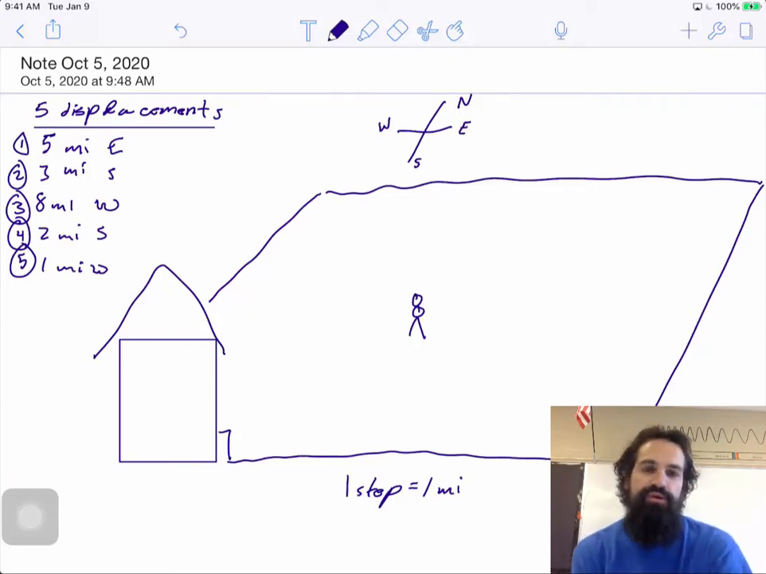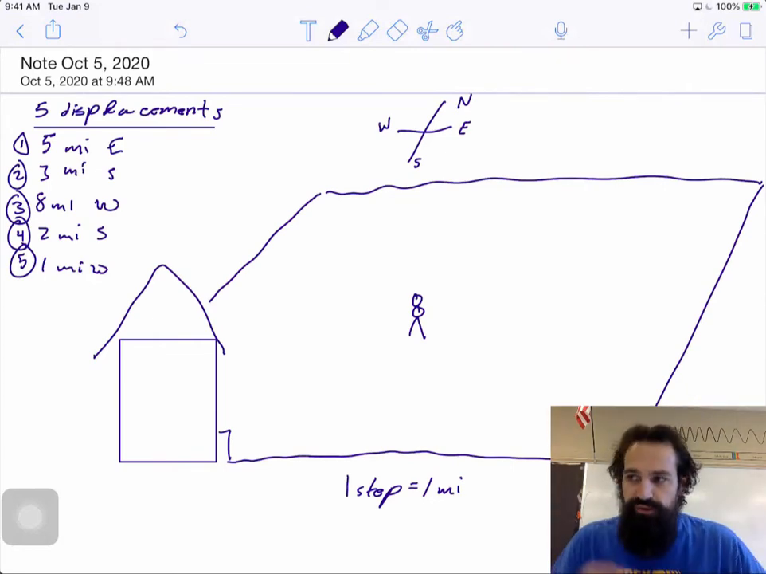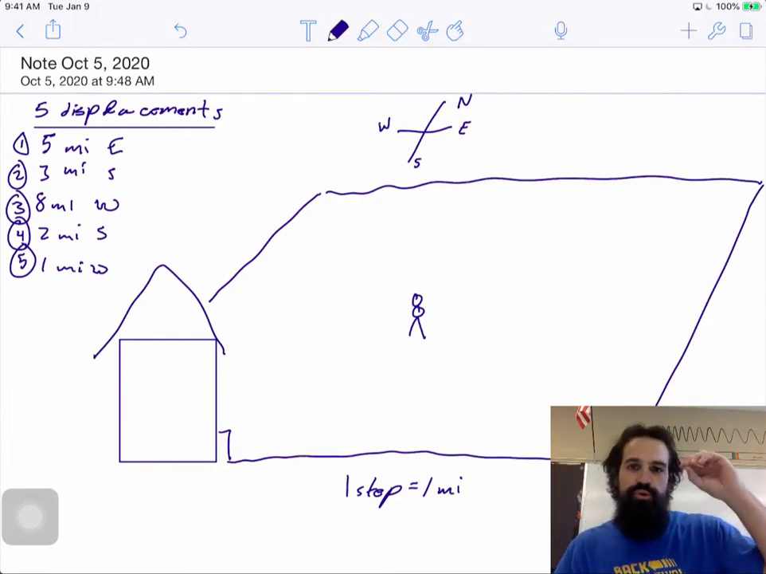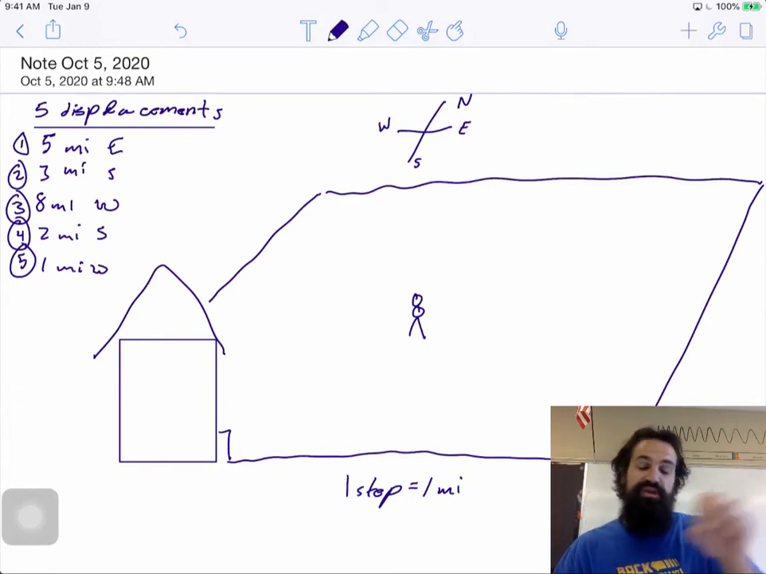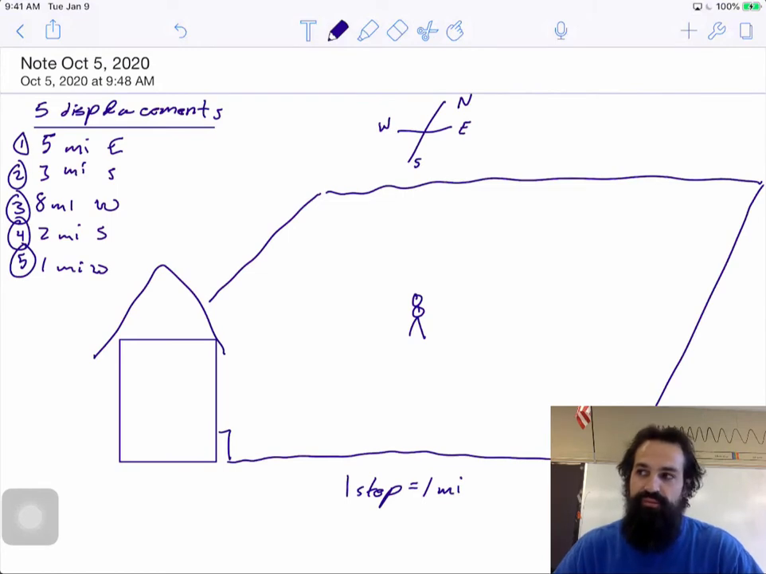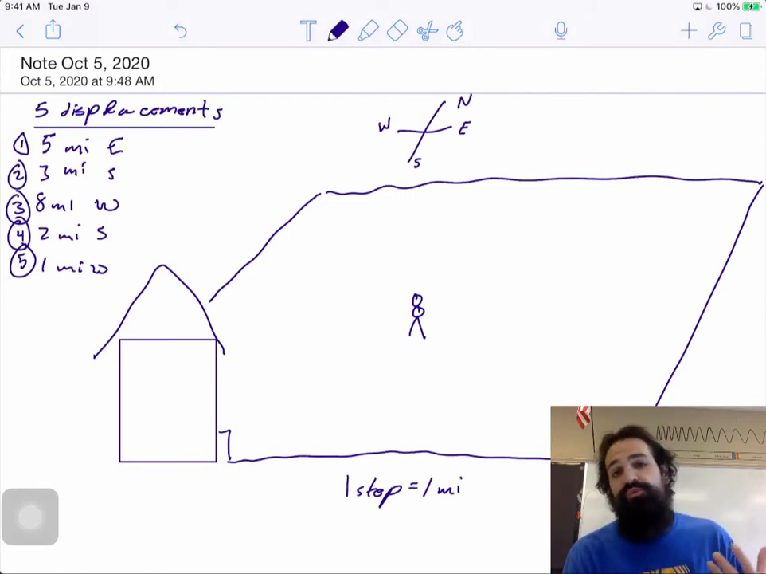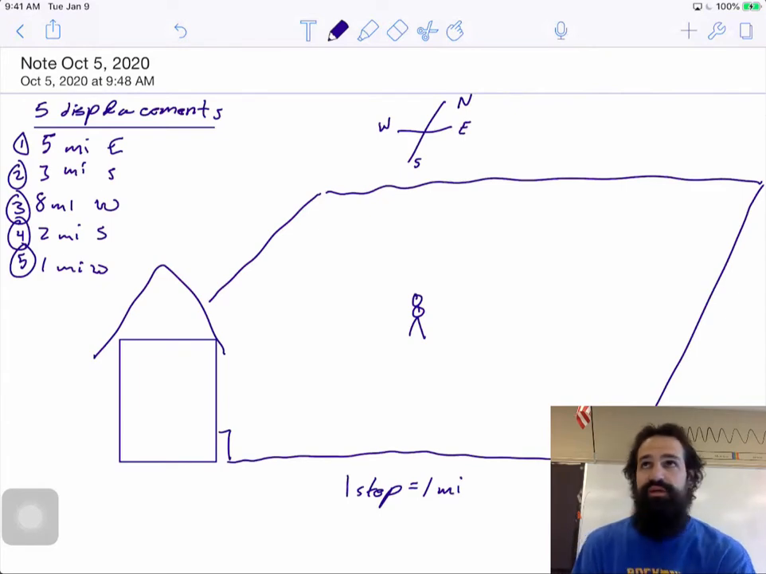All right, so for Party in the USA Day 2, you're going to be doing something very similar to what you did for Party in the USA Day 1. For Day 1, you got some graph paper and you drew out your 10 displacements, basically following it like a treasure map or a treasure hunt, following the directions and the coordinates. You're going to be doing the same thing, but you're going to be doing it in the real world, actually taking steps. That's the general idea.